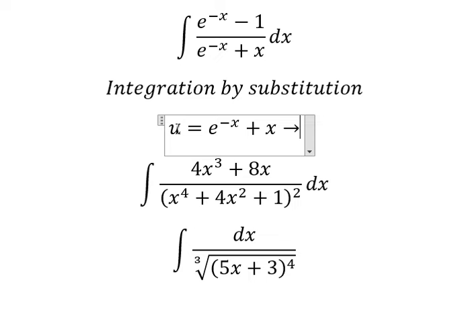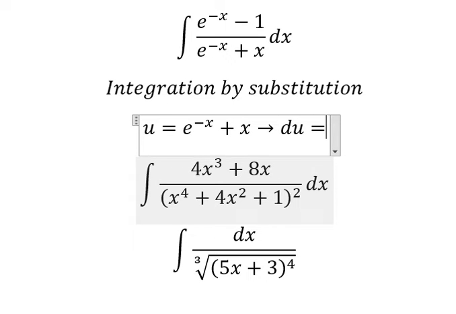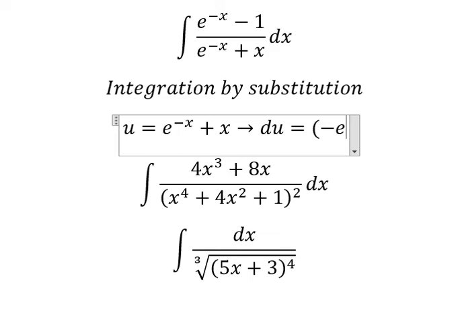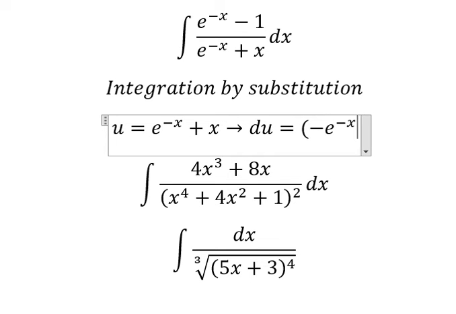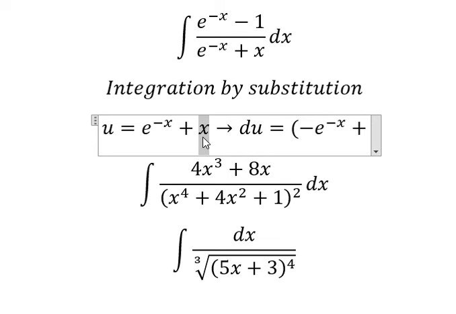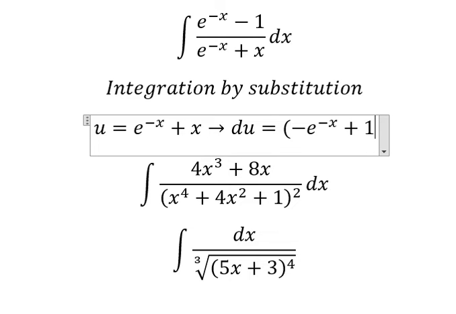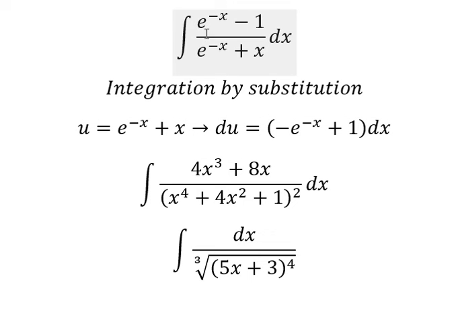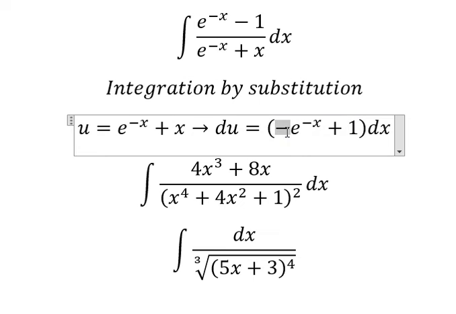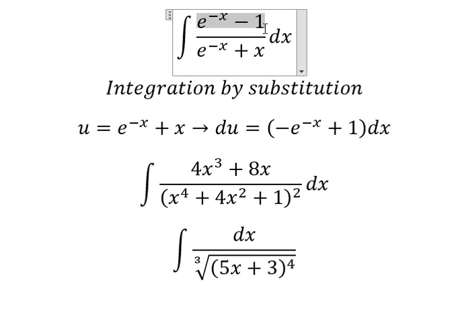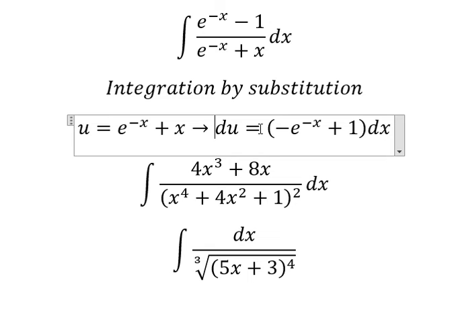Later, we need to take the first derivative of both sides. The first derivative of this one, we have negative e to the power of negative x. The first derivative of x, you get the number 1. But this one is positive and negative, this one is negative, positive. To change this one, we need to put a negative on both sides.